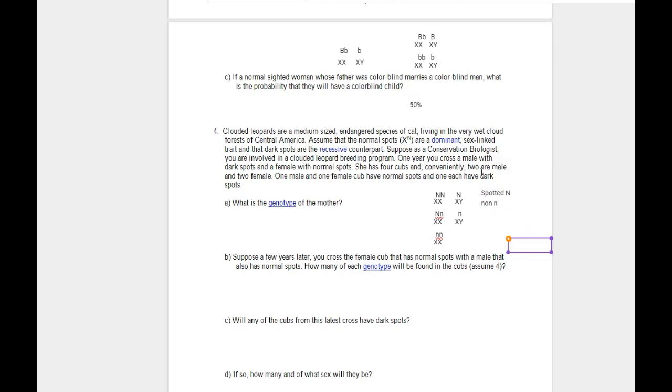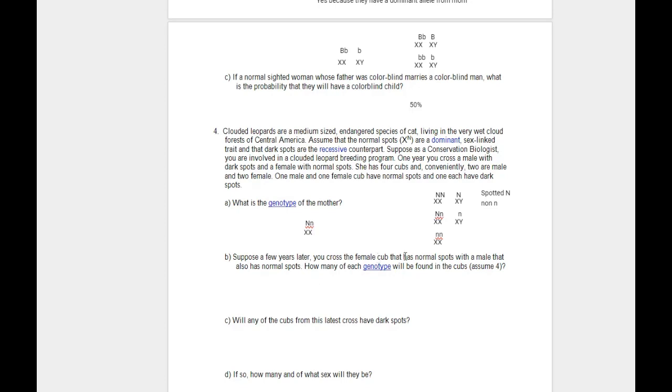Okay, she has 4 cubs, and conveniently 2 are male and 2 are female. 1 male and 1 female have normal spots, but 1 each have dark spots. What does that mean? She has to be this. Okay, she has to be heterozygous. So she has to be two X's, and she has to have a big and a little. It's the only way she can have a child that's not like hers. Why? She's the one who gives the X to the males. How else did he get it? Dad gave him a Y. All right, so that has to be mom's genotype.